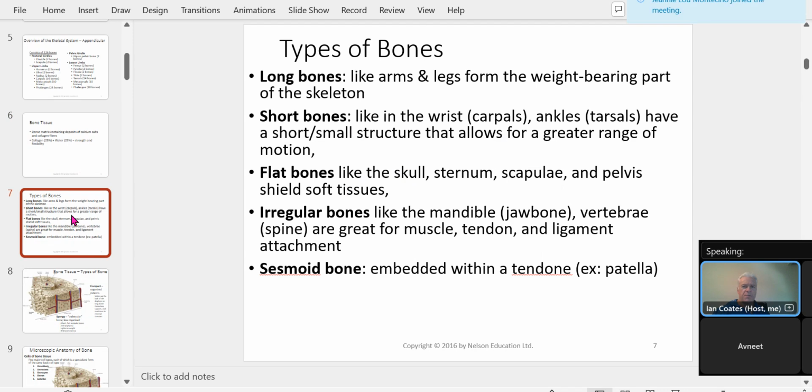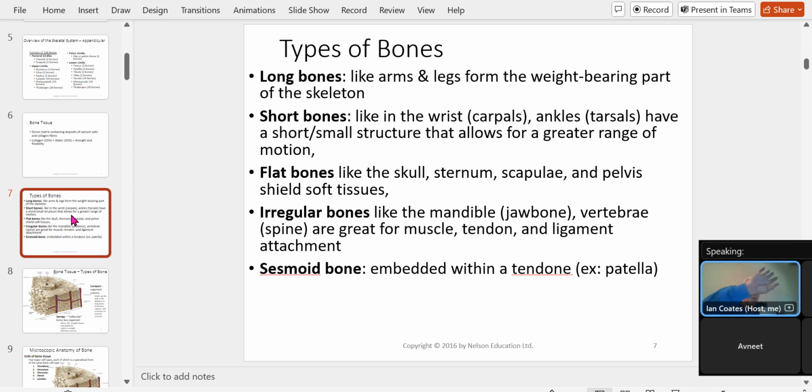Bones, bones, bones. You have long bones, like arms and legs, okay? The femur, the upper arm bones and lower arm bones. These are what we call long bones. And it's all about weight bearing and dispersing that force, spreading that force so the bones don't fracture or shatter.